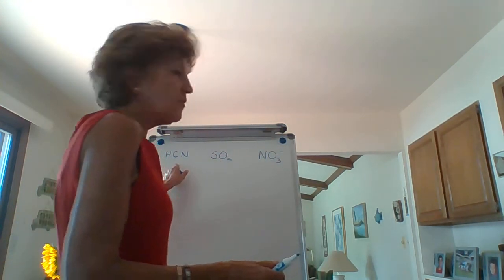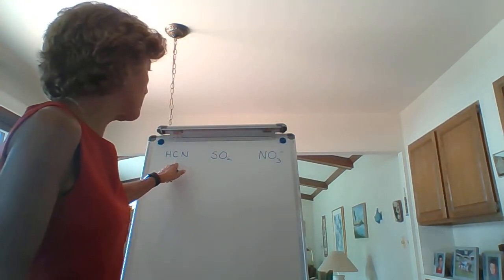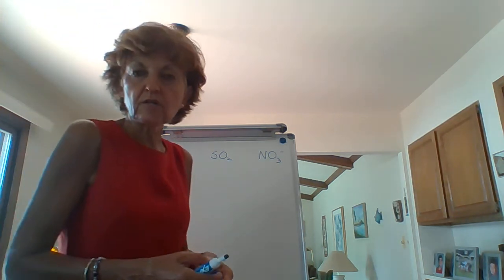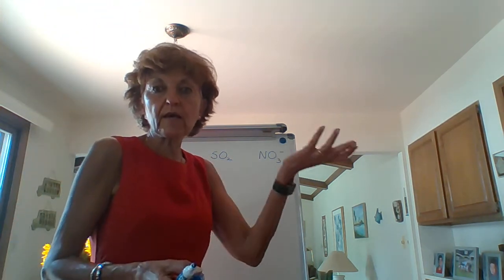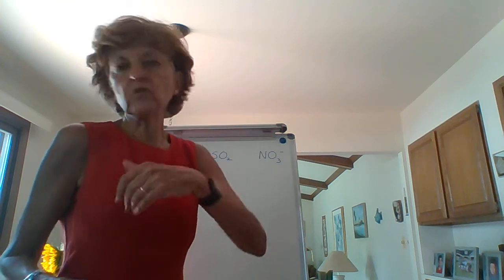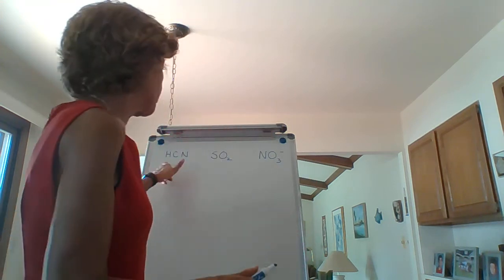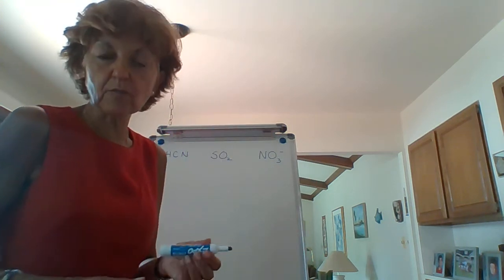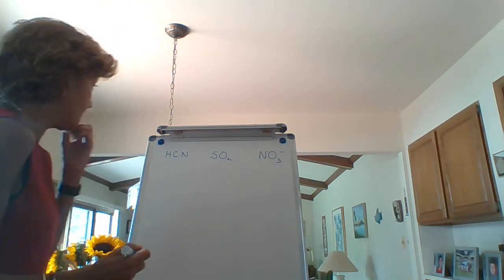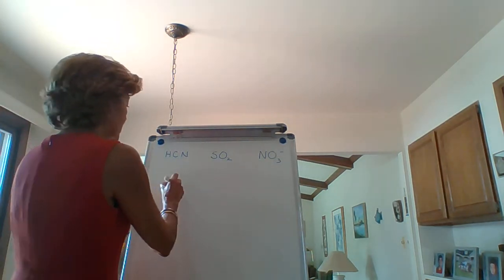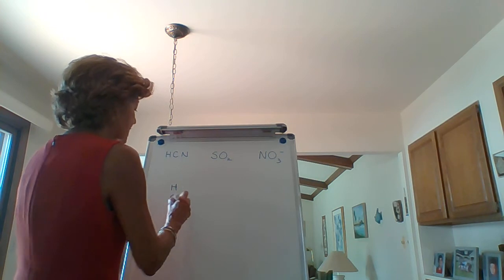So let's apply the rules we've learned so far from the previous video to a few more molecules here. This molecule has a hydrogen, carbon, and nitrogen. So this would be called hydrocyanic acid. But anyway, you don't need to know the name right now. Let's just figure out what the Lewis structure of this molecule is, HCN. So we've got an H and a C and an N.